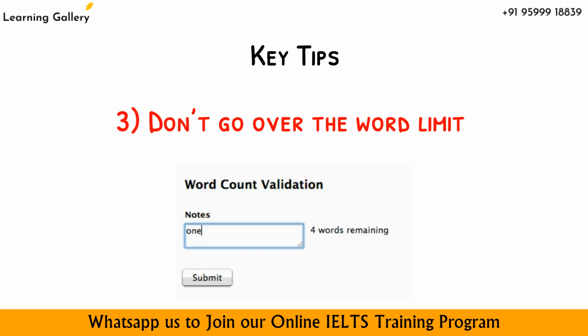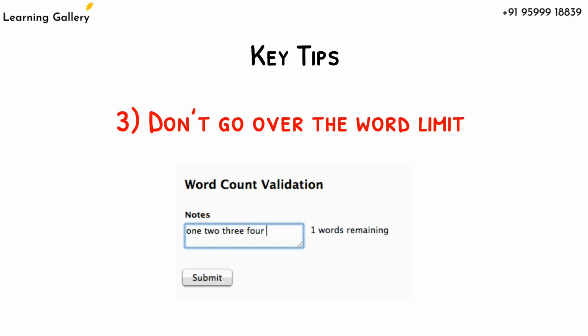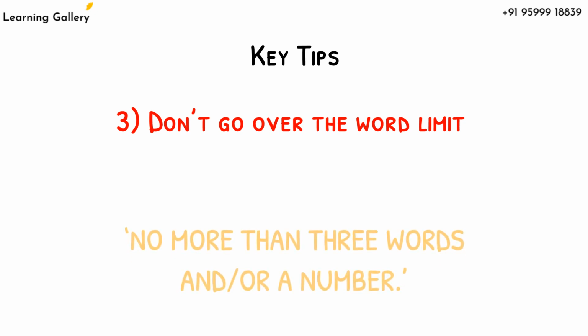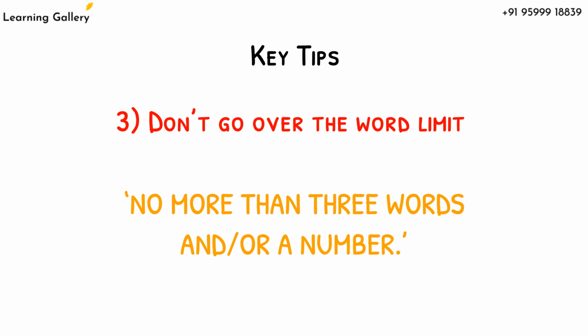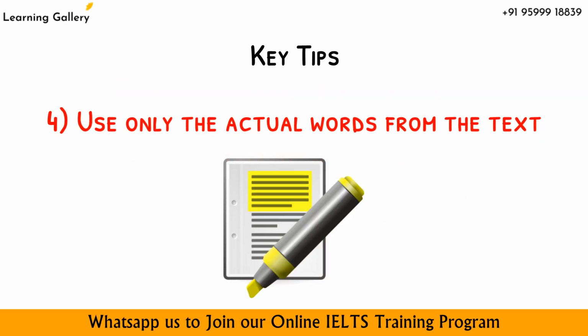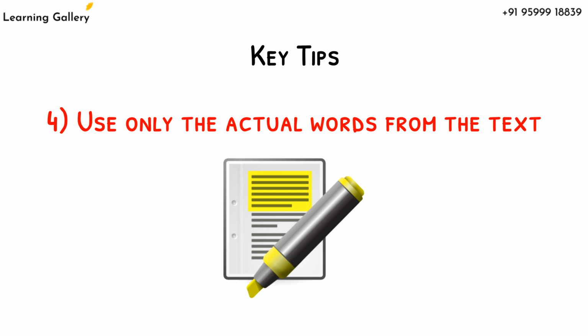Number 3. Don't go over the word limit stated for your answers. For example, no more than 3 words and or a number. If you do, your answer will be marked wrong, even if the information you give is correct. Number 4. Use only the actual words from the text for your answer. You may need to change the tense of any verbs you use to ensure that your answer is grammatically correct, but remember, only the actual words.